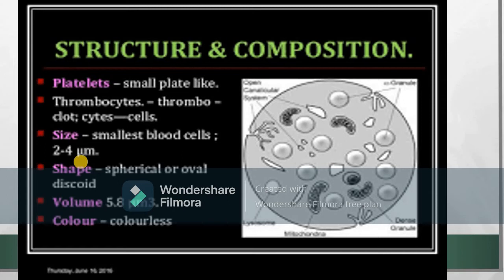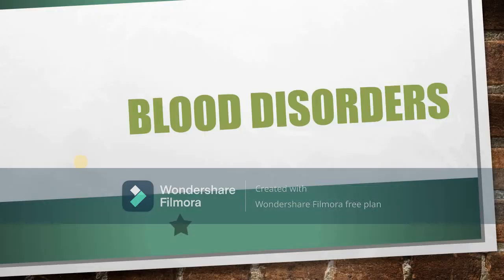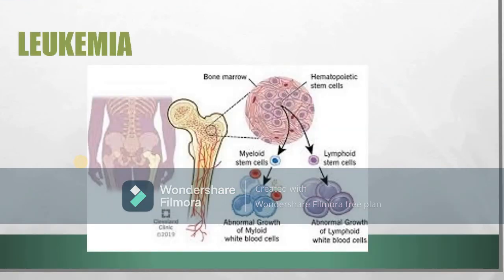In case of any temporary damage or injury, the damaged area can be repaired through the platelets. The next thing we will talk about is blood disorders. There are many blood disorders, but here we will talk about 2 main disorders. The first one is leukemia.